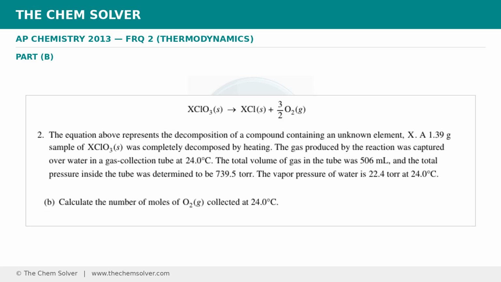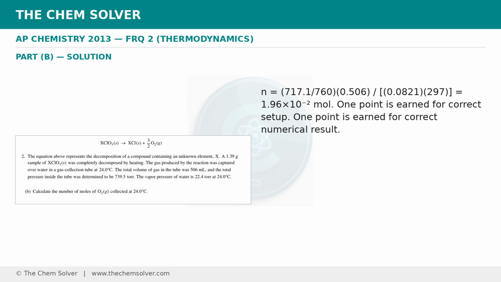Calculate the number of moles of O2 collected at 24.0 degrees Celsius. n equals 717.1/760, which is 0.506, divided by 0.0821 times 297, is equal to 1.96 times 10 to the power negative 2 moles. 1 point is earned for correct setup. 1 point is earned for correct numerical result.